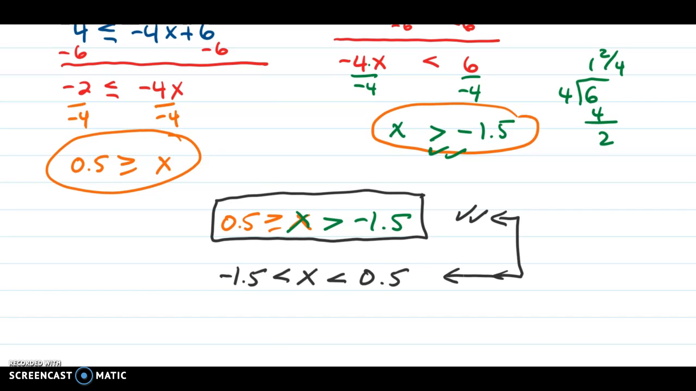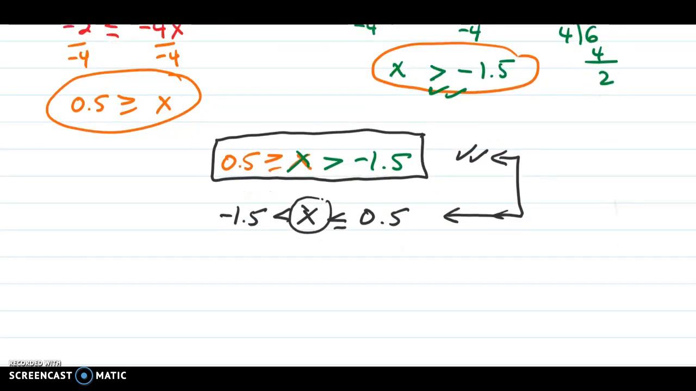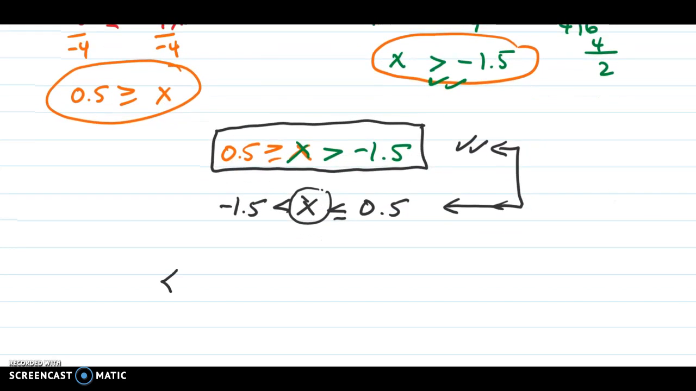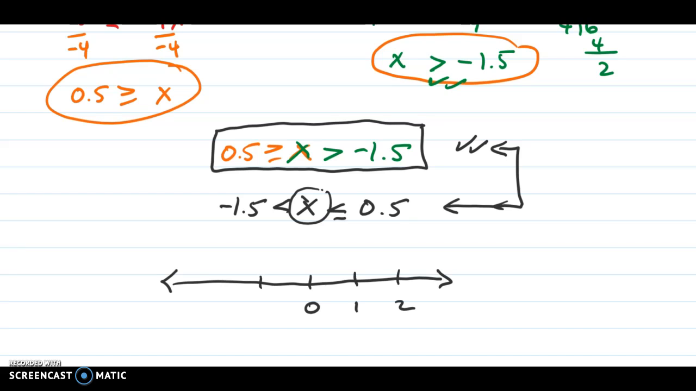Okay, so let's go ahead and graph this. To graph this, another way to think about this is saying that we have numbers that are in our solution that are greater than negative 1.5 while less than or equal to 0.5. So this is what the solution set's going to look like. All right, so I'm going to graph 0 and 1 and 2, negative 1 and negative 2.